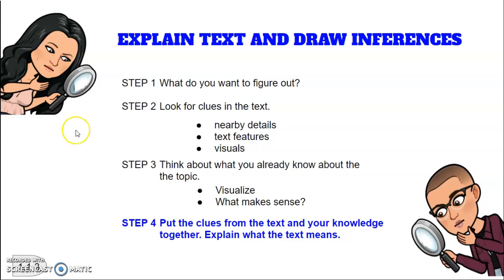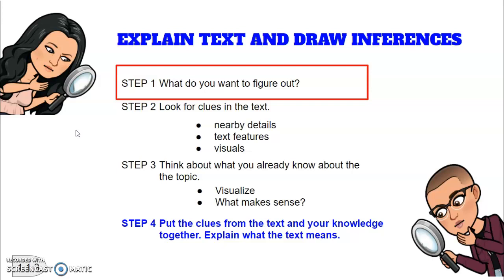So the first thing that we do when we make an inference, the first thing, let me see finger 1 up, the first thing we do is we ask ourselves, what do I want to figure out? What is the question asking me? Or what questions do I have about the text?